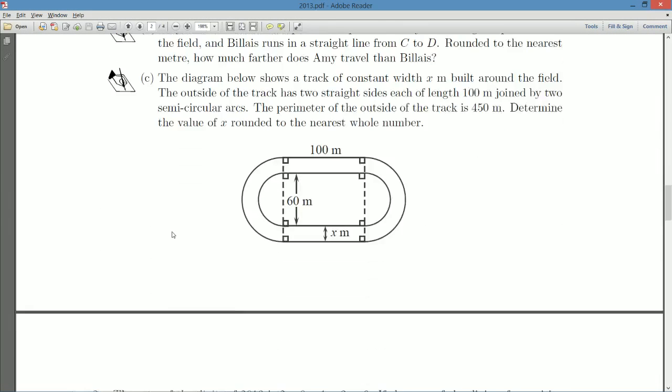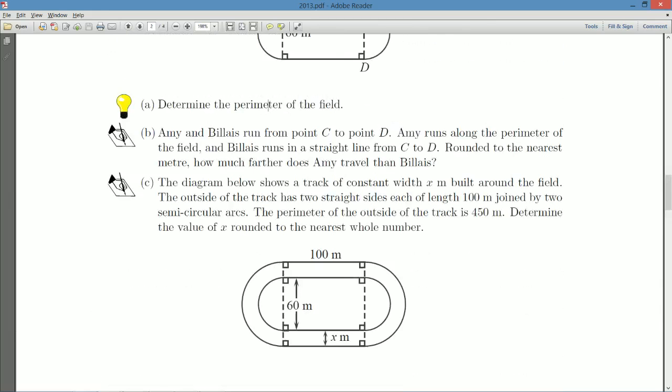So B and C, and there is no D, B and C are going to be straight up written portion questions.